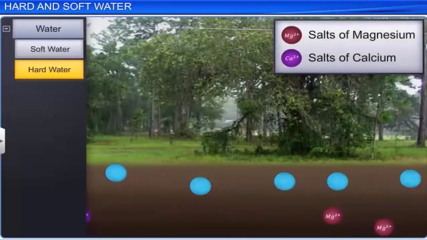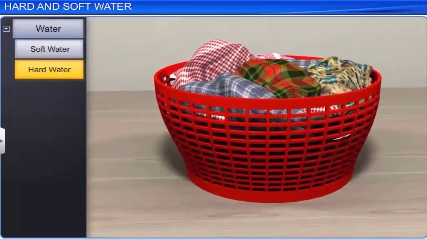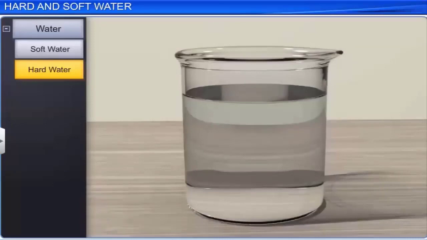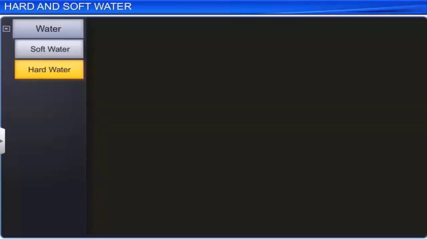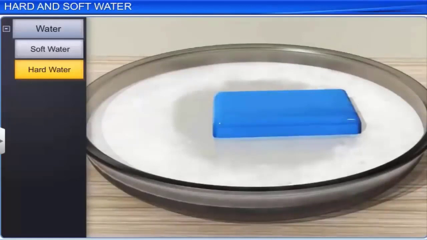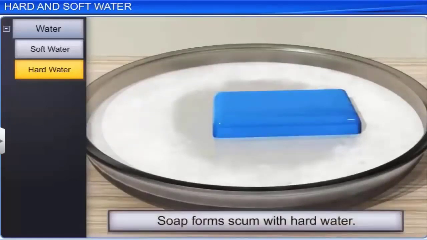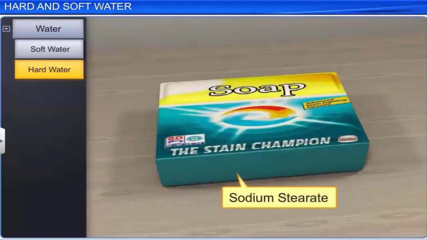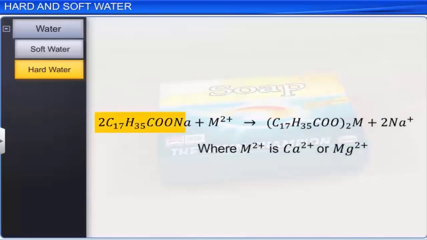Let's see why hard water cannot be used for laundry. Hard water contains calcium and magnesium cations, which react with soap to form scum or precipitate of calcium and magnesium salts of fatty acids. Laundry soap contains sodium stearate. When sodium stearate reacts with the calcium and magnesium salts, it forms calcium and magnesium stearate precipitate.